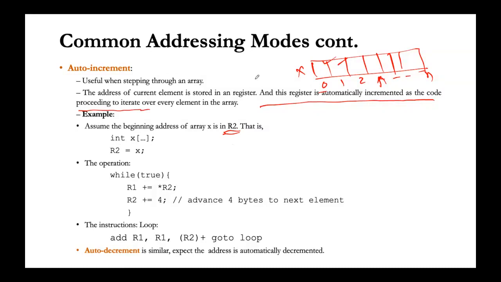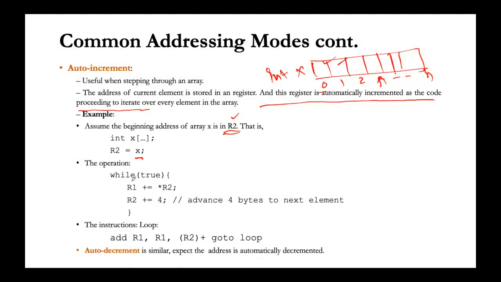So that can be written as, here consider this array as your integer type. So that means it takes 4 bytes. Then the beginning address will be stored in R2 as said first. Then accessing this array is continued until it reaches the end.